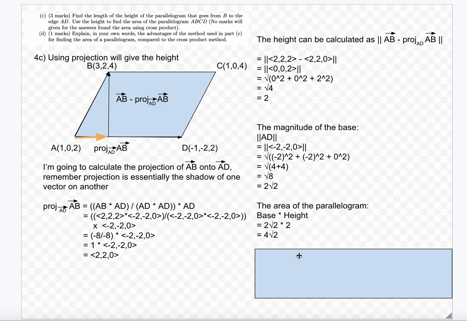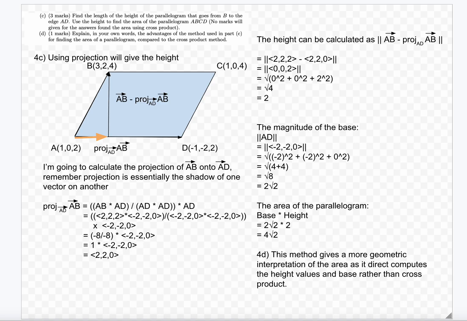So this method is better because it forces you to understand the geometry, makes the height explicitly visible, and really helps to solidify the concepts that we're learning and give a more intuitive and geometric interpretation of what it is that we're calculating and how to calculate the area.